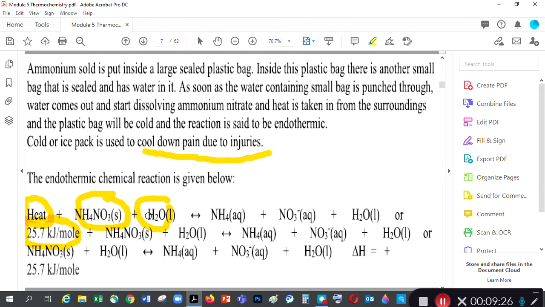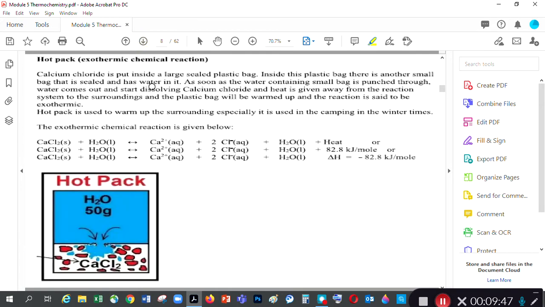And this is just the three types of writing the chemical equation with the endothermic heat. So you can write the heat, or you can replace the heat with the value at the reactant side, or you can just write the enthalpy here, positive value. So three ways to express the endothermic chemical reaction equation. So then let's go for the hot pack.